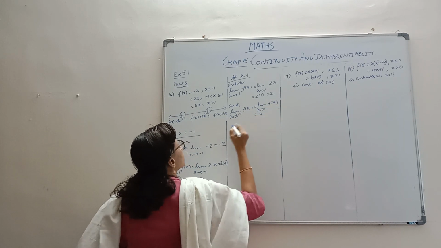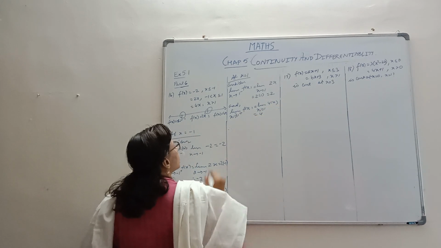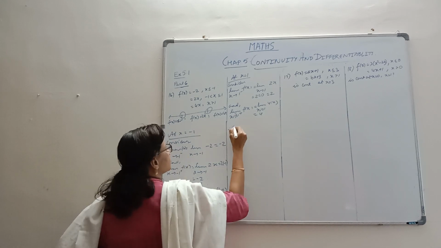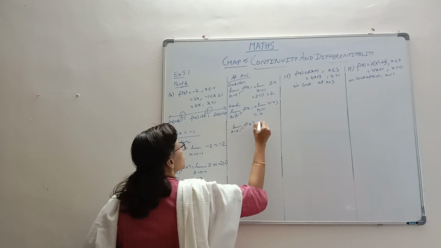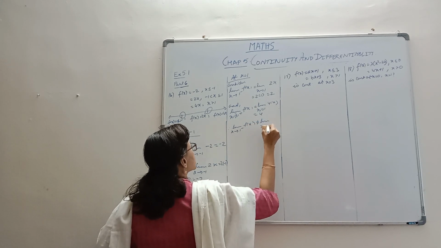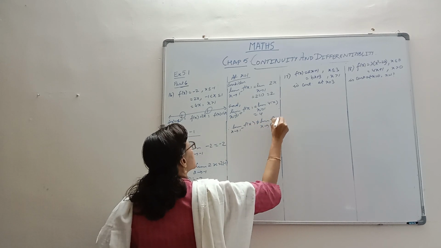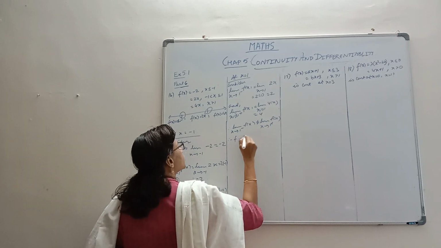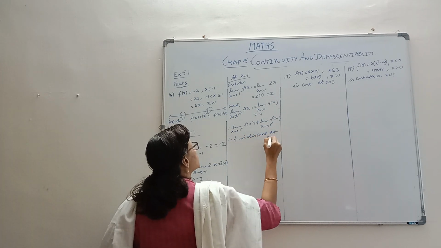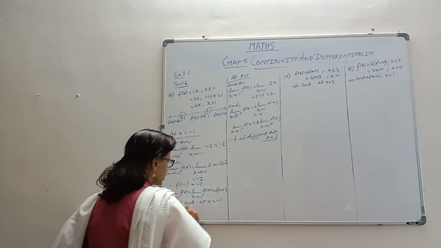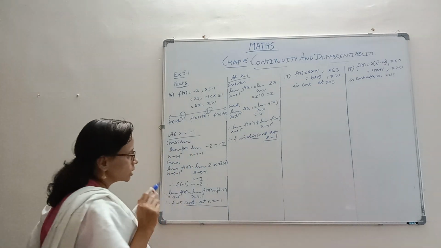4 into 1 is 4. So here itself we have the limit as x tends to 1 minus f of x is not equal to the limit as x tends to 1 plus f of x. So f is discontinuous at x equal to 1. So it is continuous at x equal to minus 1 and discontinuous at x equal to 1.